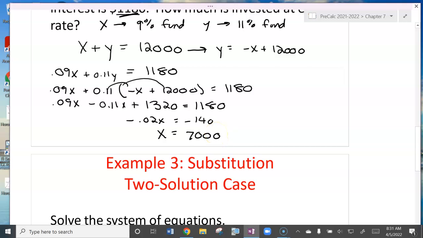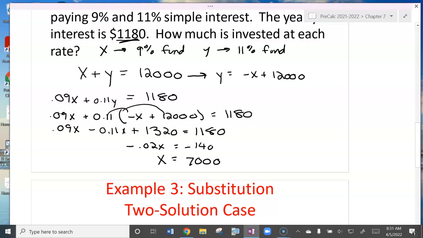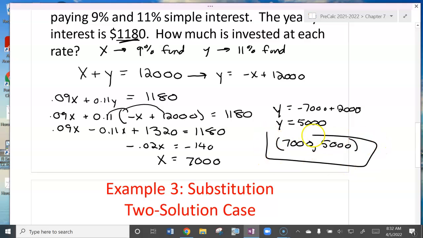All right. So now we have x. Let's go ahead and solve for y. y I know is negative x plus 12,000, so negative 7,000 plus 12,000. So y is going to be $5,000. Those are our answers. And then as an ordered pair, I would write this as 7,000, 5,000.